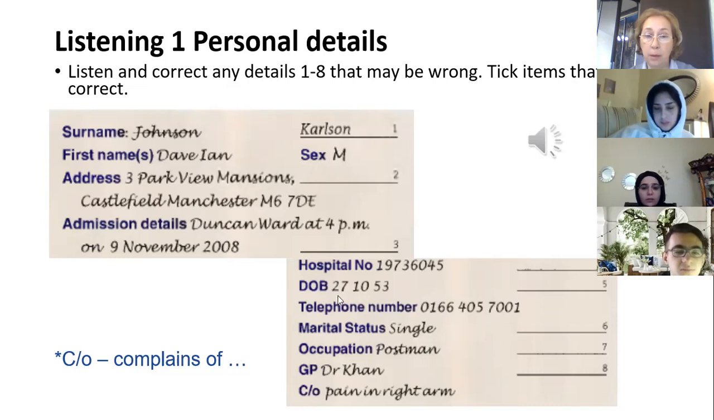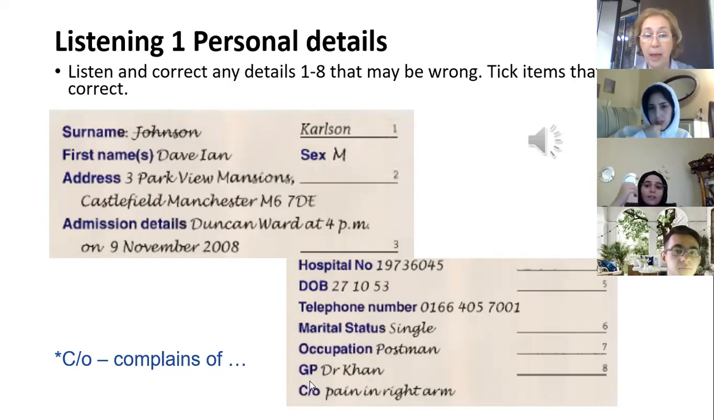So which one? DOB. Yes, line 5. If we have a look at the numbers here, 53, this is 1953. Doctor, does that mean the month and the day and the year? Yes, this is the date of birth. Yes, date of birth.